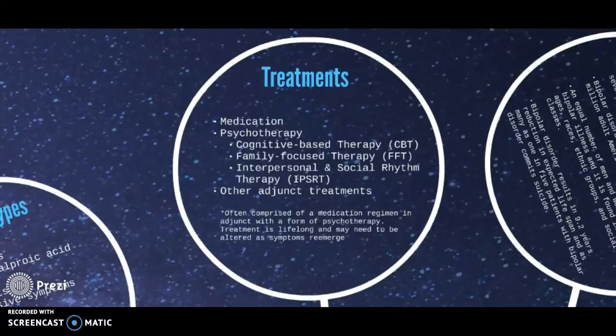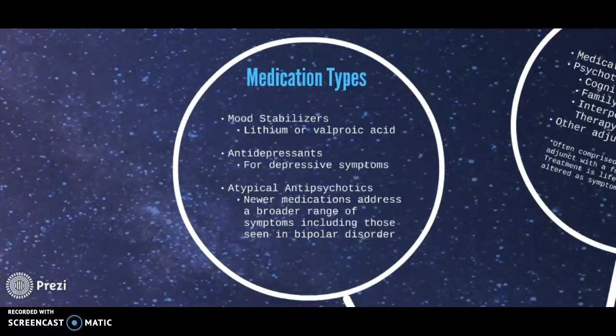Treatments for bipolar disorder include medication, psychotherapy, and other adjunct treatments. Generally, treatment consists of a mix between both medication and psychotherapy. Some medication types include mood stabilizers, such as lithium or valproic acid, antidepressants used for depressive symptoms, and atypical antipsychotics, which are new medications to treat a broad range of symptoms.